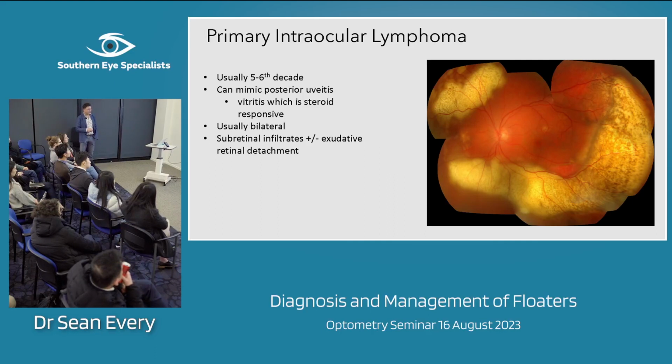So if these people at some stage have a relentless vitritis that you can't get on top of, having a vitreous biopsy is a good way to go. And I think that is the last slide.